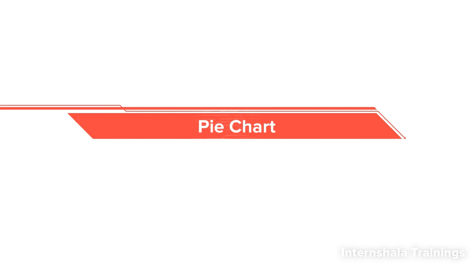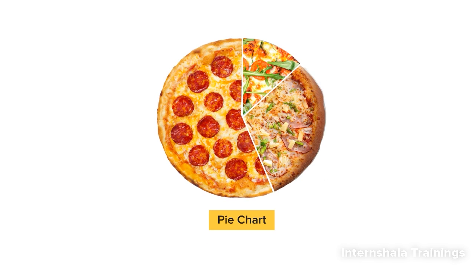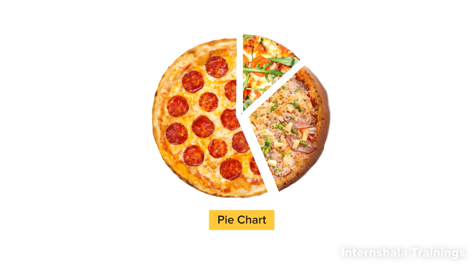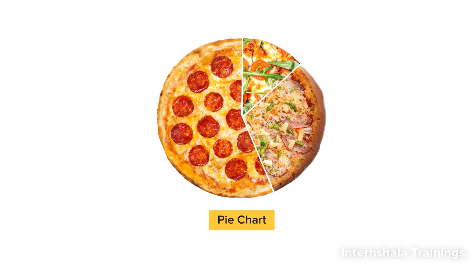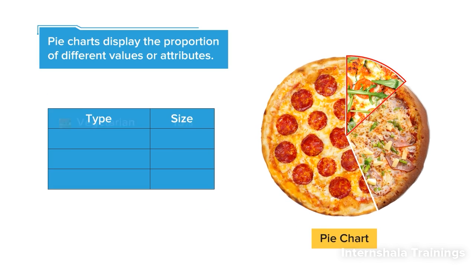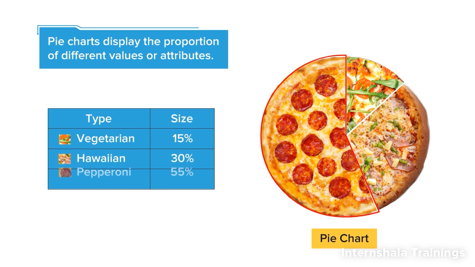Now let's move on to pie charts. As the name suggests, pie chart is displayed as pie or a slice or a piece of a pizza. Each portion of the slice represents the share of the variable. It is one of the widely used graphical representation chart where we want to display the proportion of different values or attributes.